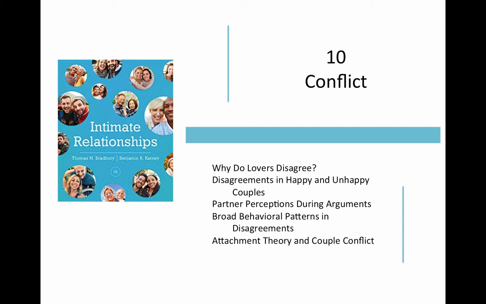So why do lovers disagree? How are disagreements different in happy and unhappy couples? What are some of the patterns of disagreements that people have? And how is this explained by attachment theory?